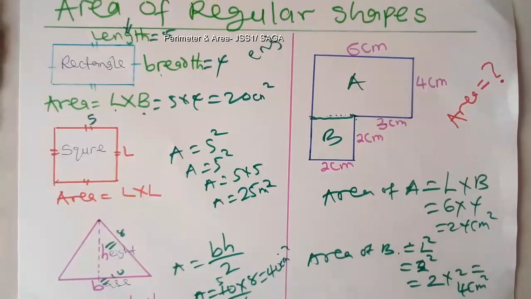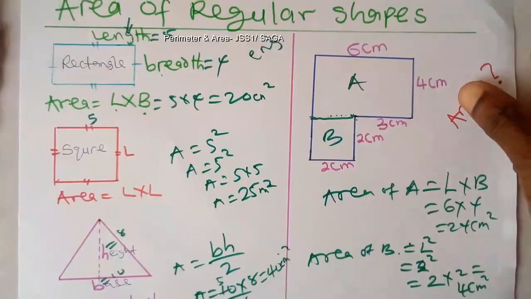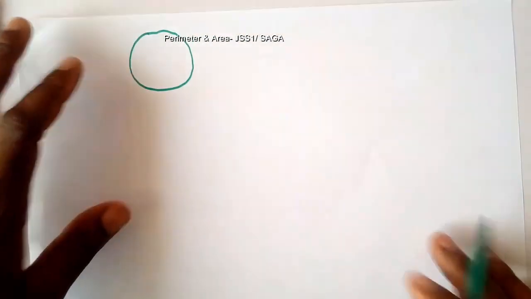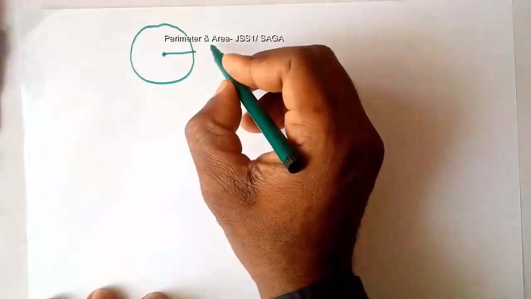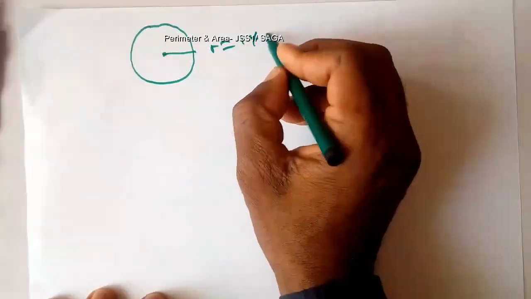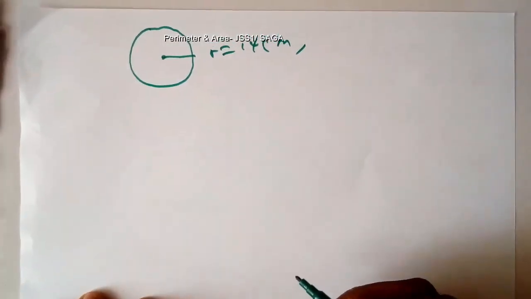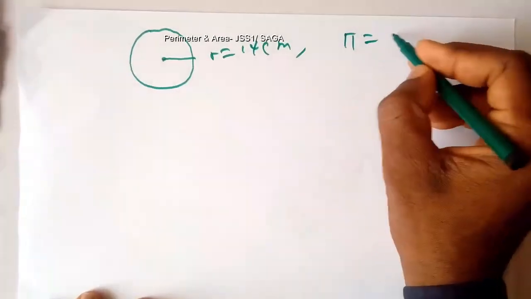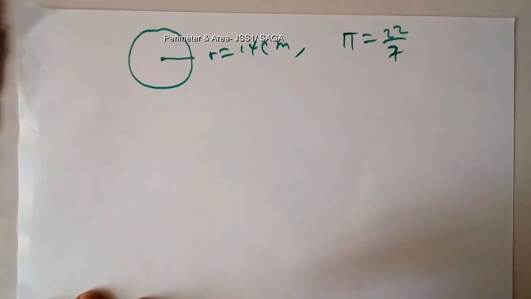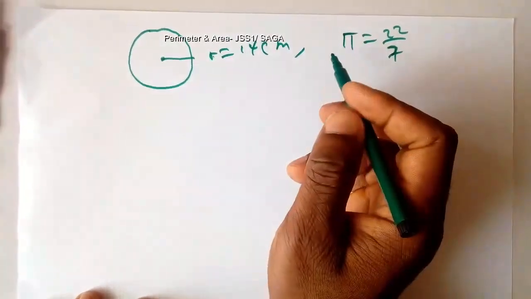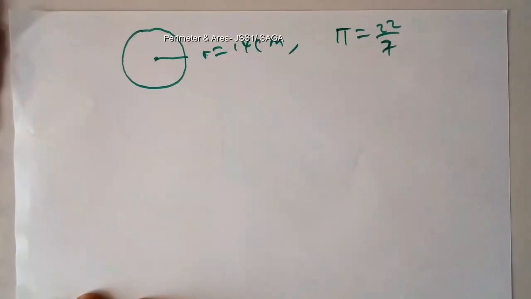Let us look at the area of a circle, because a circle is a special shape. Like I said, in other shapes we can find the perimeter without a formula, but a circle is not like that. Remember, from here to here is the radius. Let's assume the radius of this circle is 14 centimeter. In most cases they have to tell us the value of pi, which is either 22/7 or 3.142. How can we find the area and perimeter?